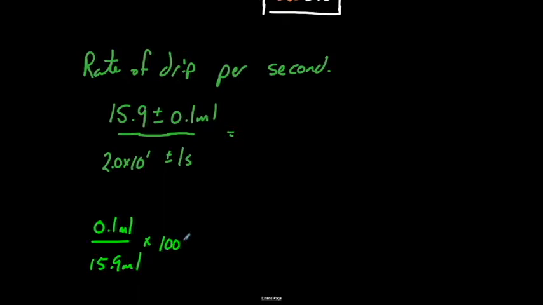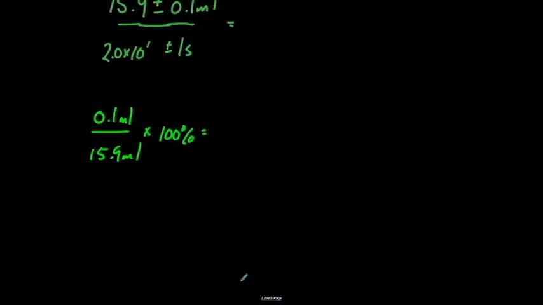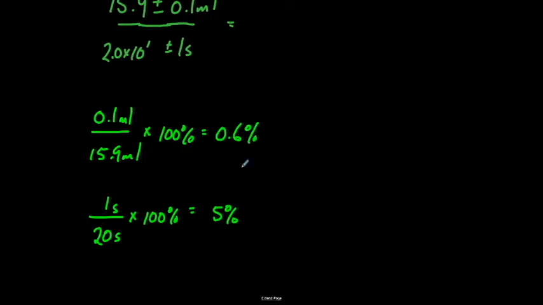So times 100%. And you don't necessarily have to go all the way to percentage. You can just leave it as a decimal uncertainty. But I think I prefer to have it as a percentage. And then the percentage uncertainty on your time is 1 second out of my 20 seconds is uncertain.